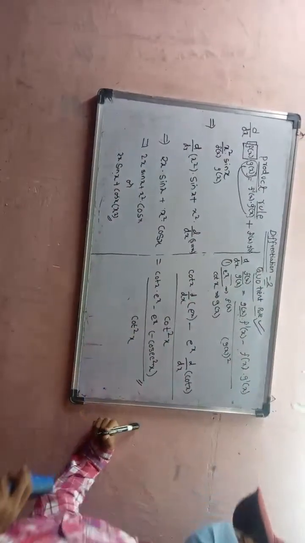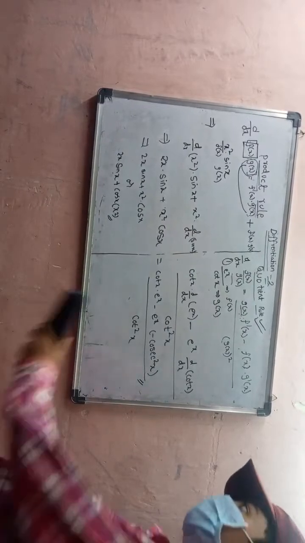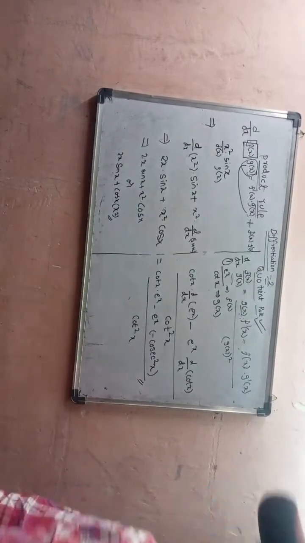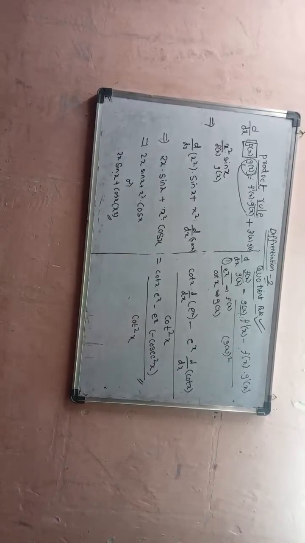Cot x into e power x minus e power x into minus cosecant square x by cot square x. This is the correct answer. Okay, I will explain two more problems. Listen carefully.